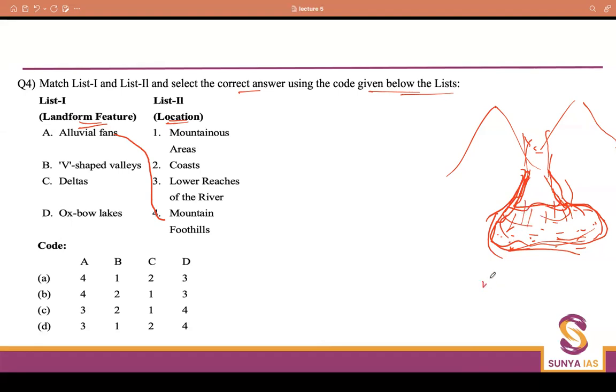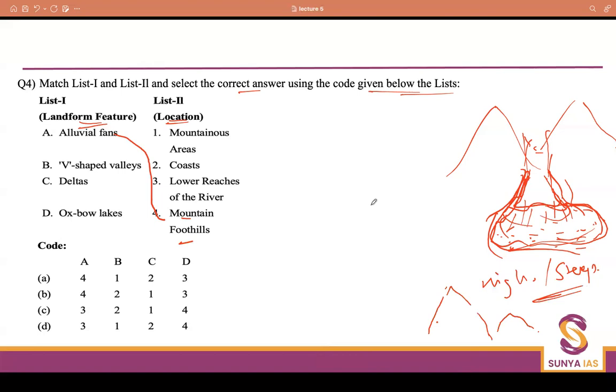In that case, the cones would be high and they would be steep as well. They would be high because the more the height is, steepness also comes in. Less height, less steep. So the alluvial fans are at the mountain foothills. Then V-shaped valleys. V-shaped valleys are formed when the low landforms are washed by the rivers.